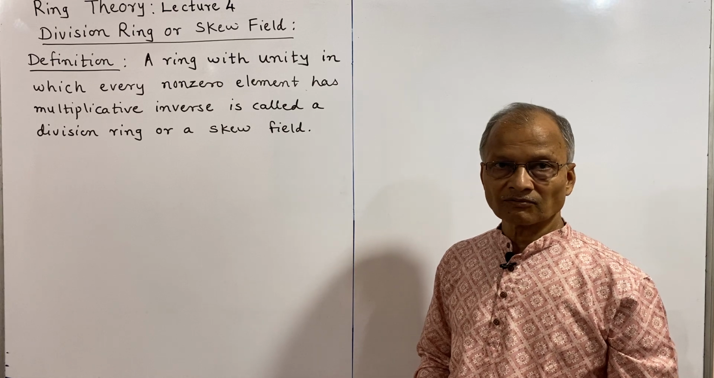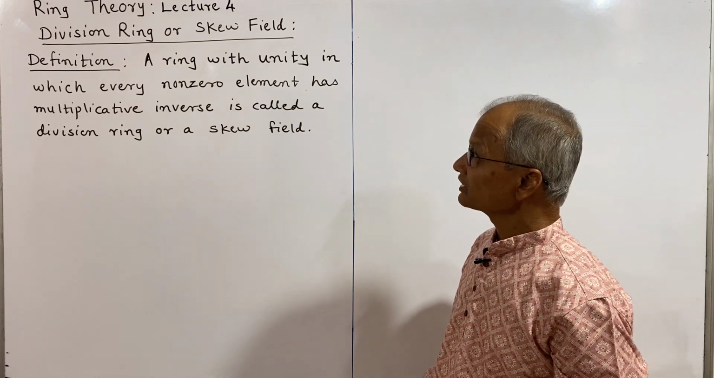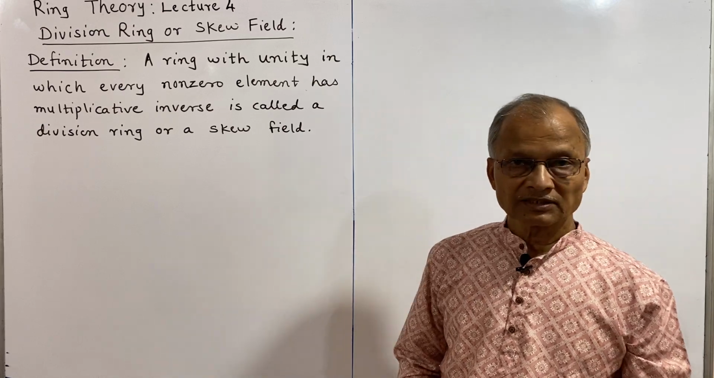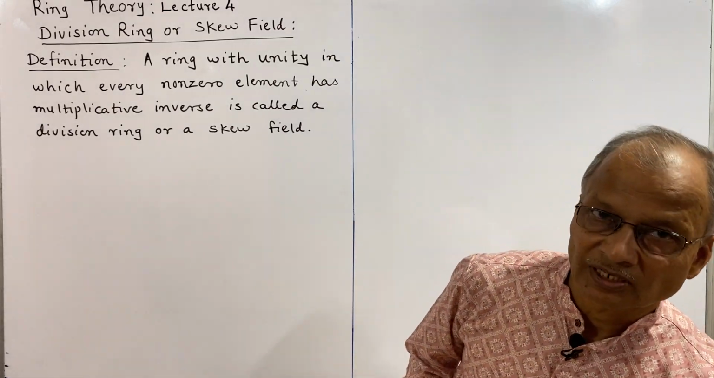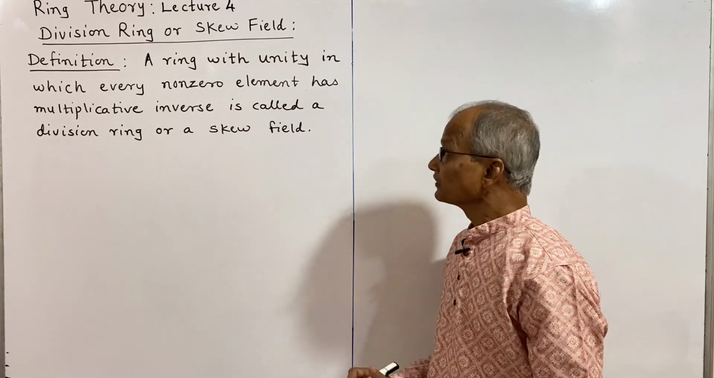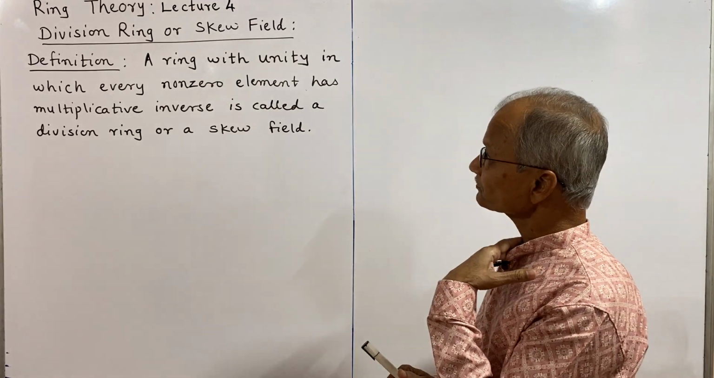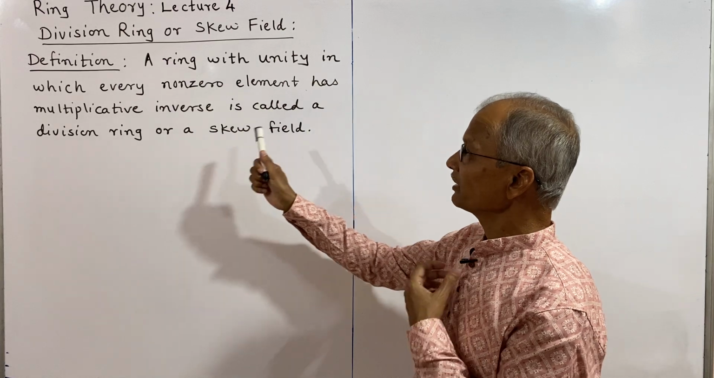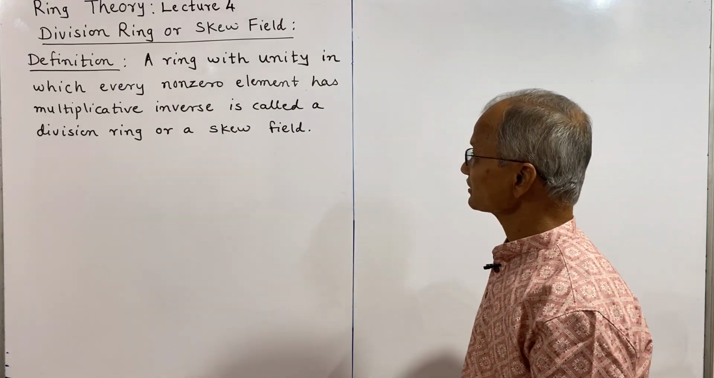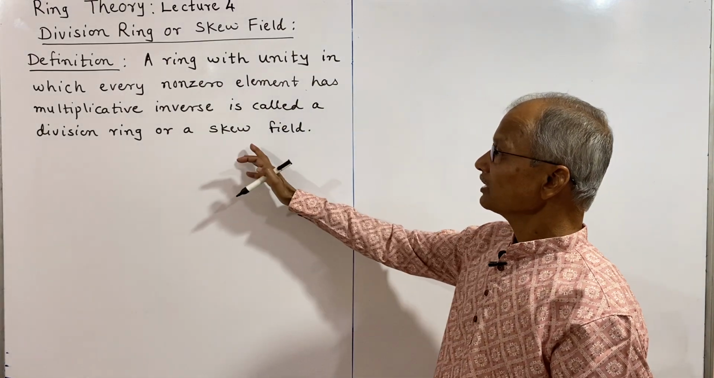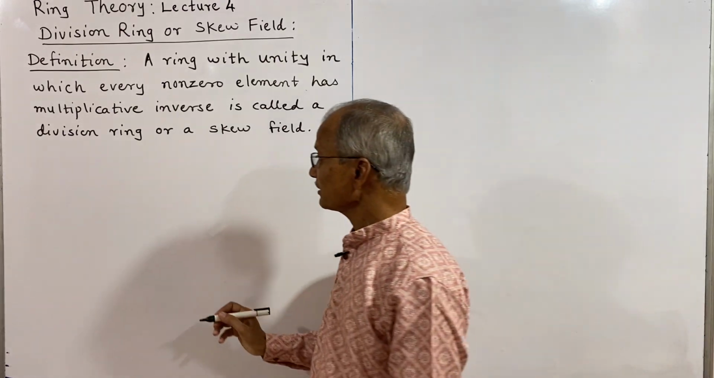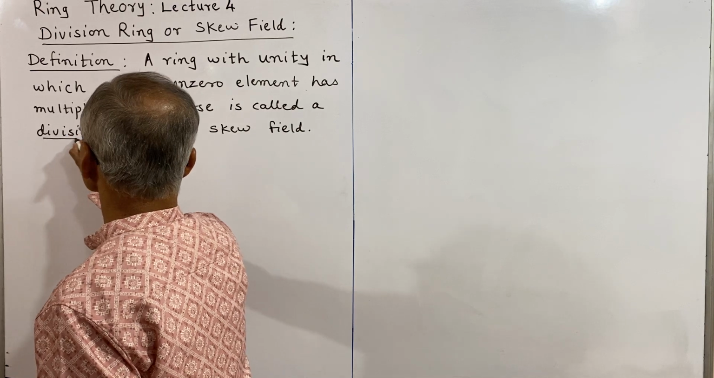In this lecture we shall study what is known as division ring or skew field. First we shall see the definition, and then we shall see its example. Definition: a ring with unity in which every non-zero element has a multiplicative inverse is called a division ring or skew field. The other name for division ring is also a skew field.